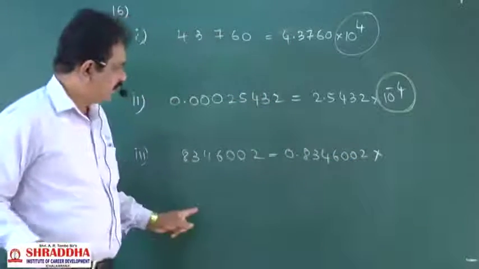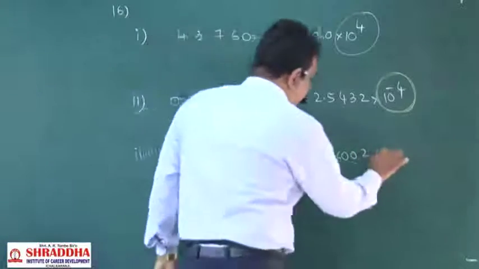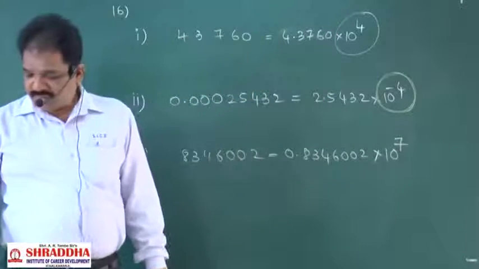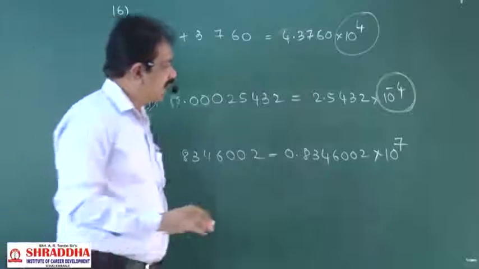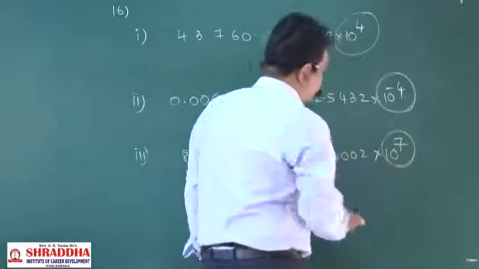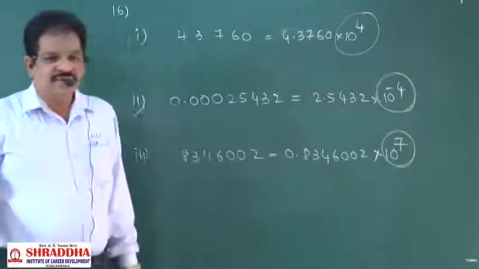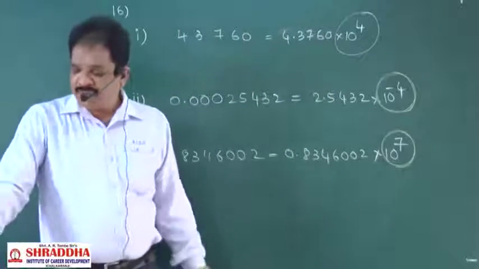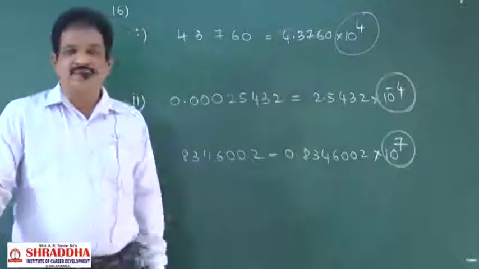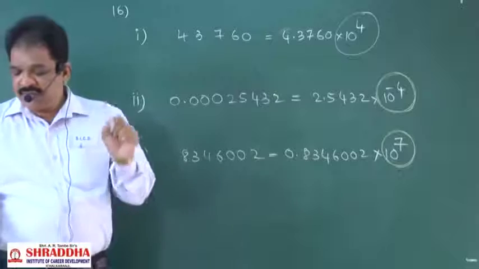0.8346002 into 10 power 7. Okay, so its order will be 10 power 7. Clear? So what is the order of magnitude means 10 power 4, 10 power minus 4, 10 power 7.